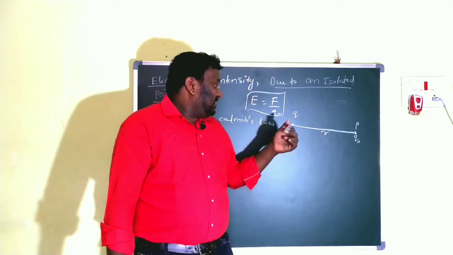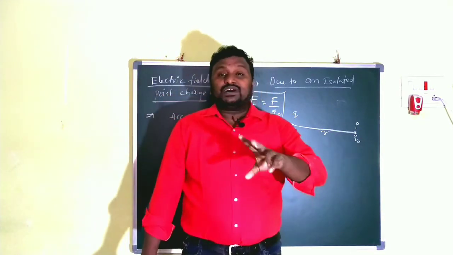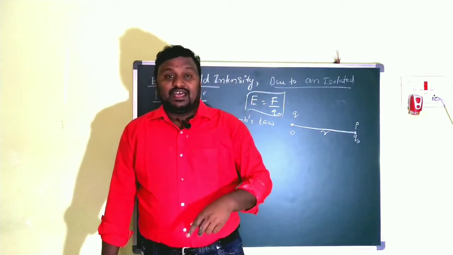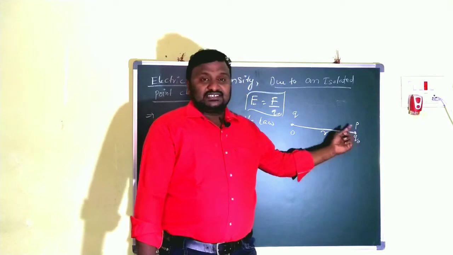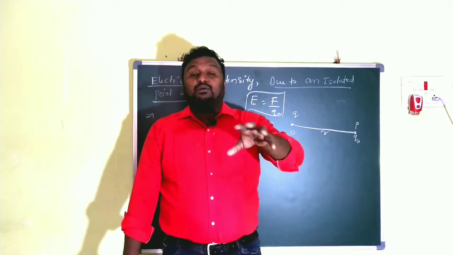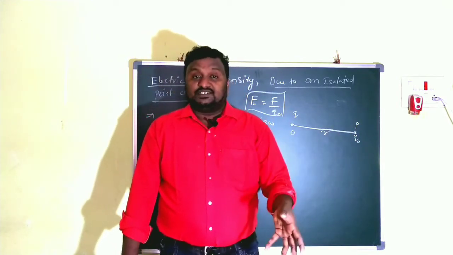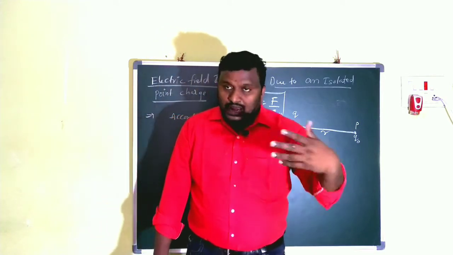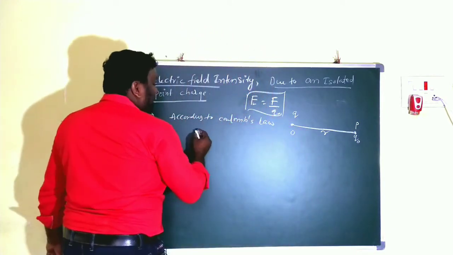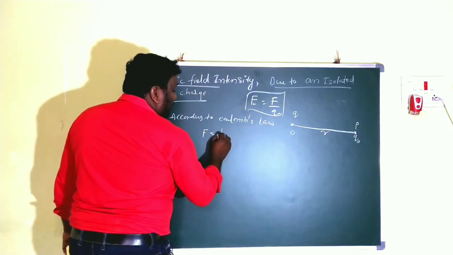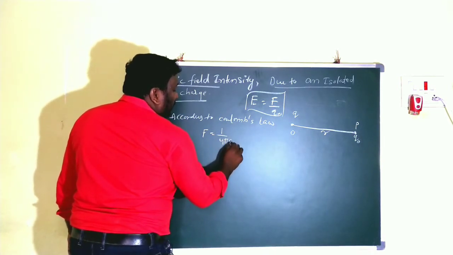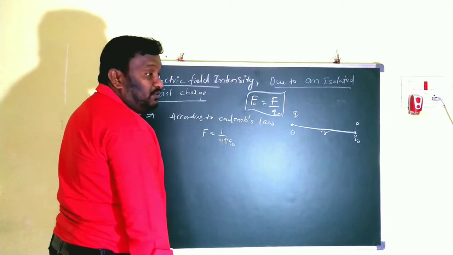In this case, Q and Q0 are separated by some distance. That's why we have to find the force between two charges by using Coulomb's law. So that is what you are writing. Here I am writing F is equal to 1 by 4 pi epsilon naught. What is epsilon naught? Permittivity of free space.